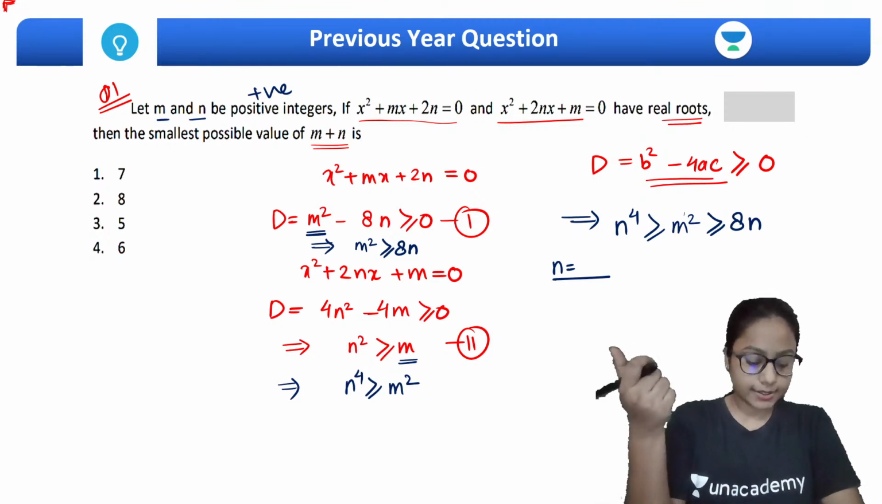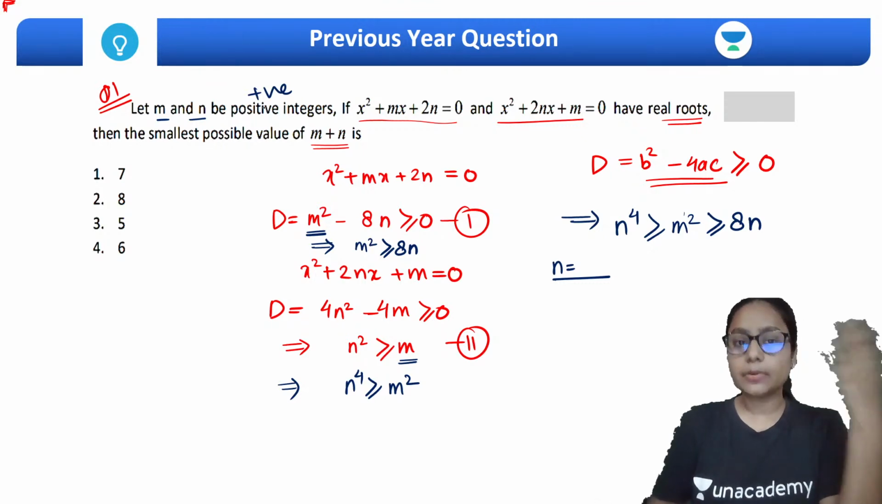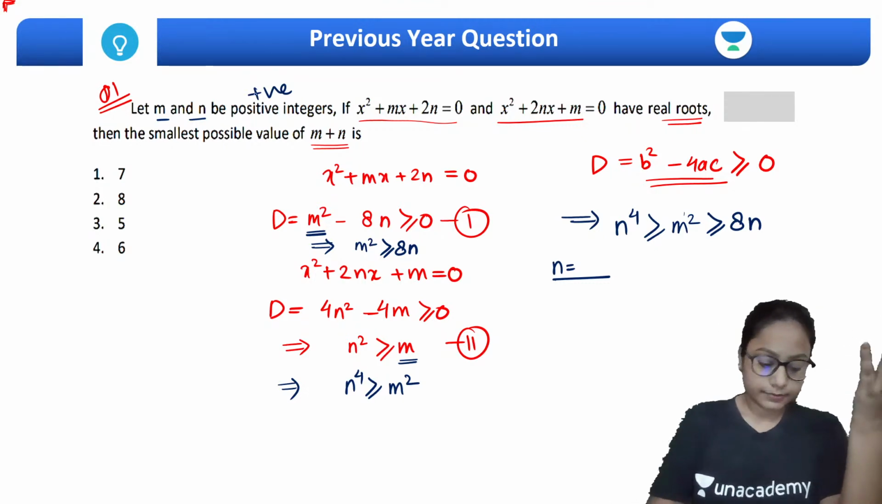Yes, Madhu, what is the answer? What do you get? n is the smallest positive integer. So what minimum value can we take for n? Please answer.